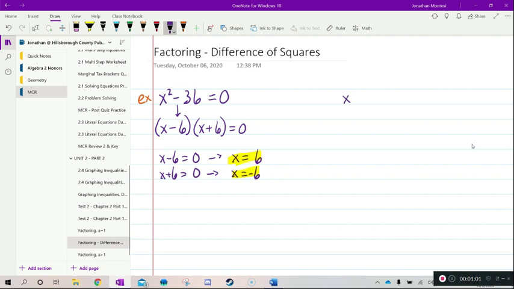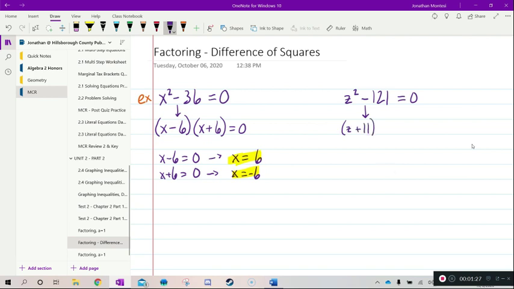Let's do another one. Let's choose a different letter. X is boring. Z squared minus, notice it's minus. If you ever see a plus, they're tricking you. You can't do sum of two squares. It's minus 121 equals 0. That's Z plus 11.